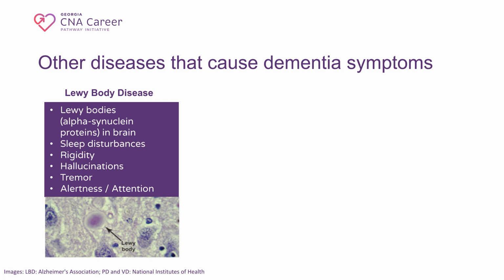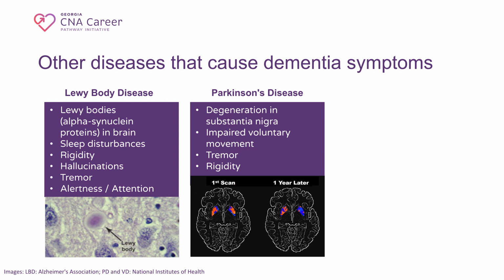Lewy body disease is not the only disease characterized by Lewy body deposits in the brain. Some patients with Parkinson's disease also have Lewy bodies, which may be related to some of the symptoms these diseases share, like sleep disturbances, tremor, and muscle rigidity. People with Parkinson's disease also have degeneration in a part of the brain called the substantia nigra. This part of the brain helps control movement.